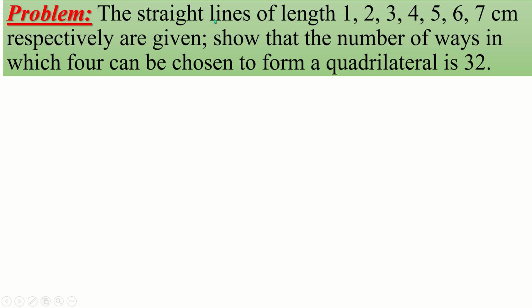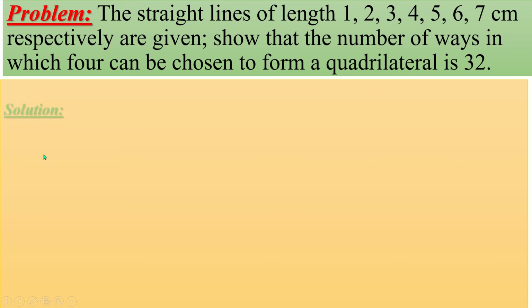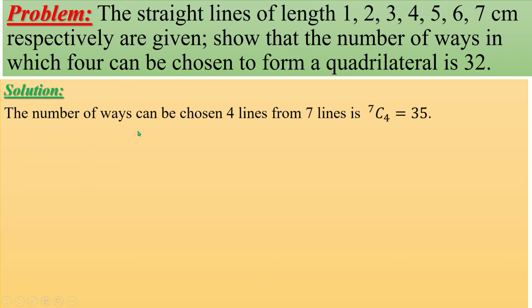Another problem: straight lines of length 1, 2, 3, 4, 5, 6, 7 centimeters respectively are given. Show that the number of ways in which 4 can be chosen to form a quadrilateral is 32. Solution. The number of ways 4 lines can be chosen from 7 lines is 7C4, this equals 35.